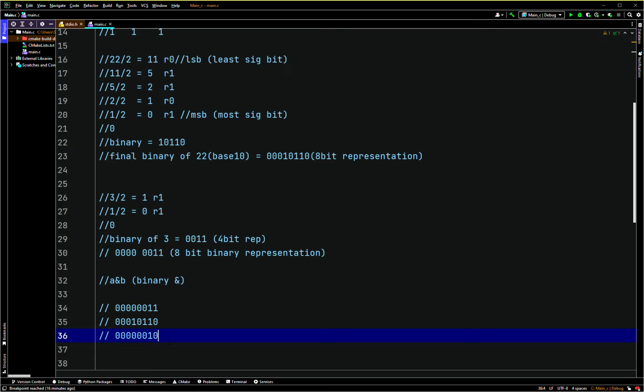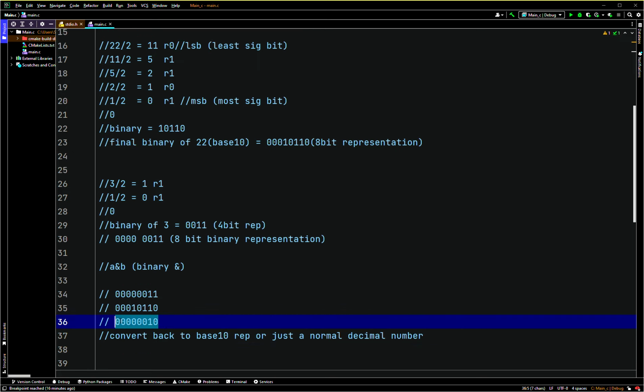Last step, we have to convert it back to base 10. Base 10 representation, or just a normal decimal number. So we're just going to have to take this and space it out again: six zeros, I think, and a 1 and a 0. I'm just going to skip most of this. We're not going to have to do the whole thing.